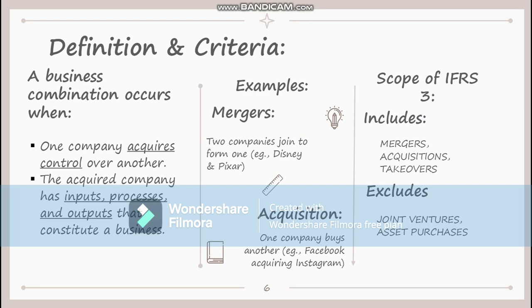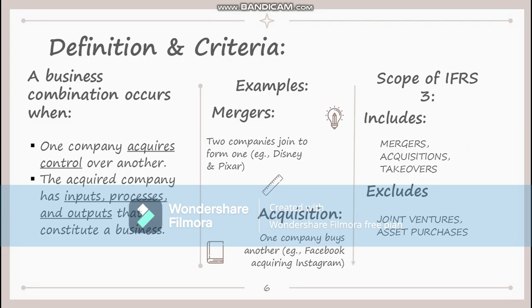Number 2 is acquisitions. This happens when one business buys out another business to gain control over it. So think of how Facebook bought Instagram to become its owner and have control over its operations. Lastly is the takeovers. This happens when a company takes control of another company without a friendly agreement or mutual understanding. So this type of acquisition is often referred to as hostile as it occurs without the approval of the company's management or board.